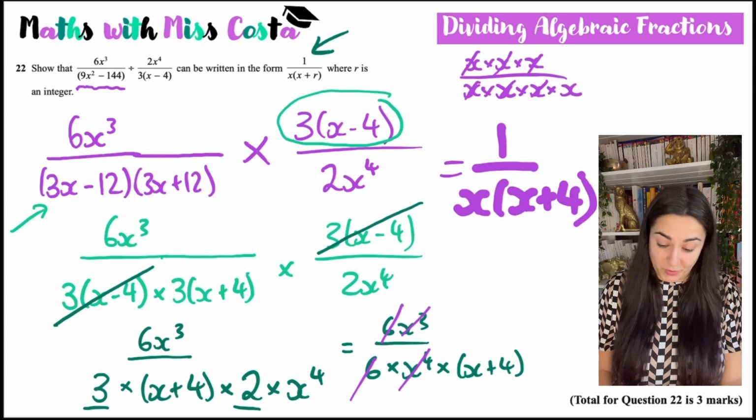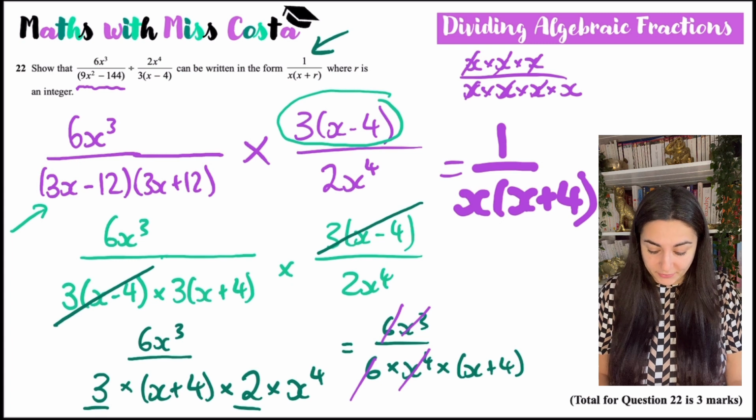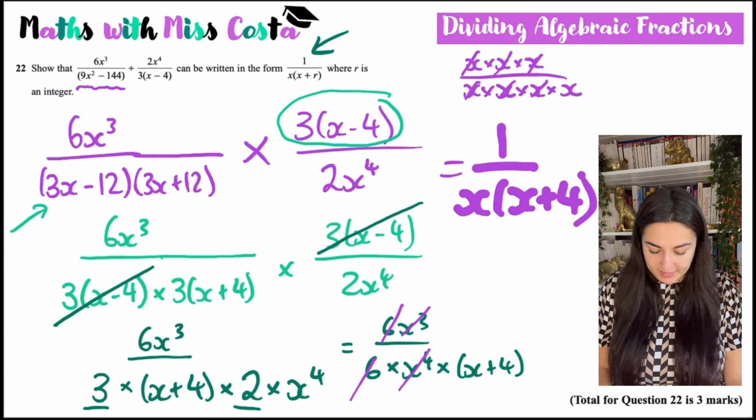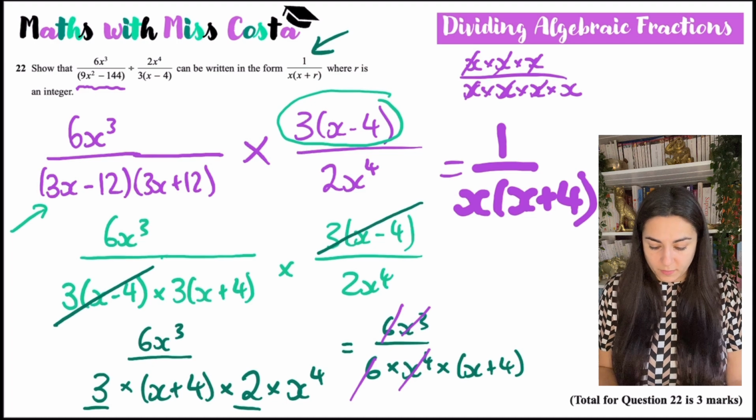Once again, I have no clue why it's turned into a really large stroke. But what can you do? So that's how I'd do that question. The whole point is finding things that you can cancel out. And yeah, there we go. We've got it in the form where r is an integer and the value of r is 4.